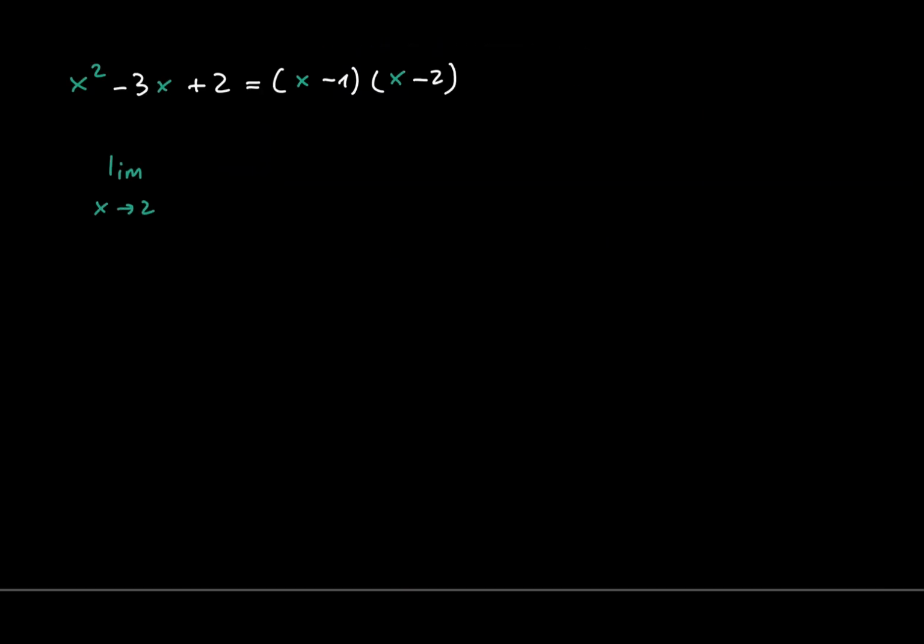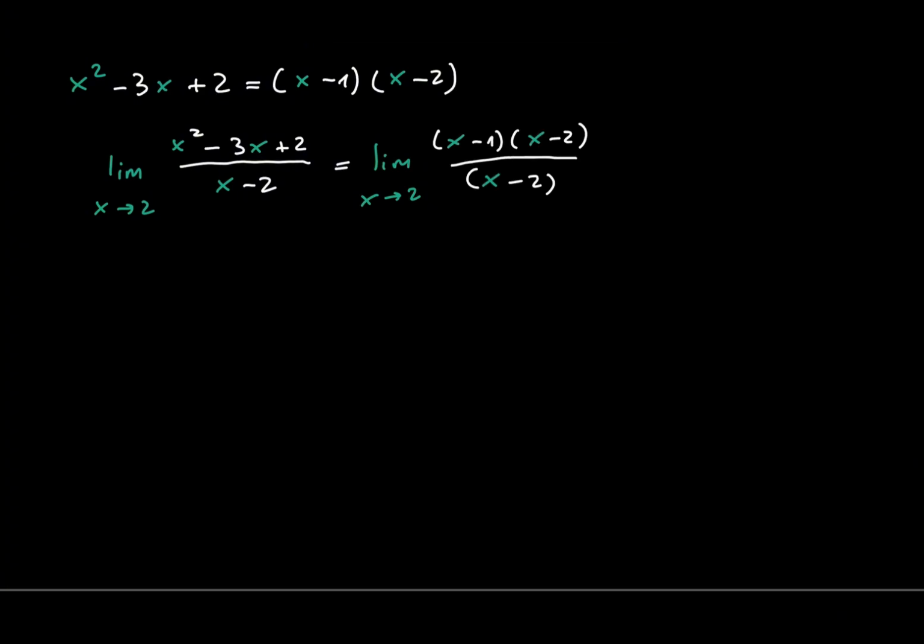Now rewrite the fraction. We get (x − 1)(x − 2) divided by (x − 2). Now we can cancel the common factor x − 2. So the expression simplifies to x − 1.